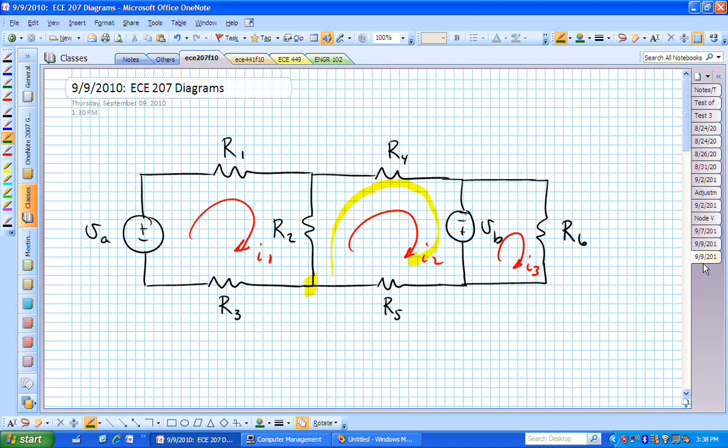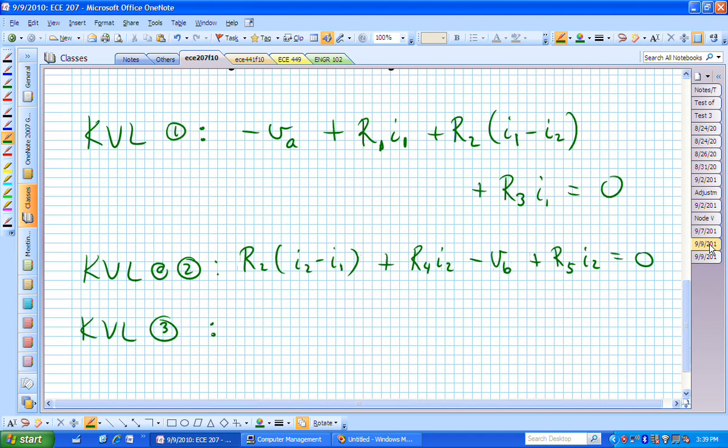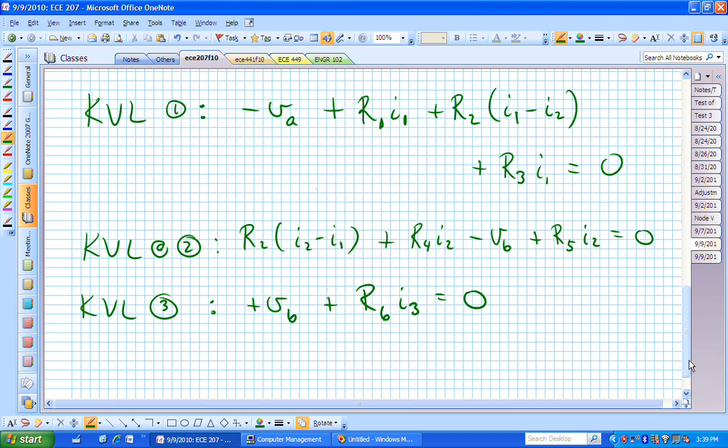If I'm now moving around that particular mesh in the same direction as the previous two, I'm going into the positive terminal of V sub B. I now have plus V sub B plus R sub 6 I sub 3 as my last equation, KVL around mesh 3. It's going to then be plus V sub B plus R sub 6 I sub 3 equaling 0. Questions on those 3 equations?